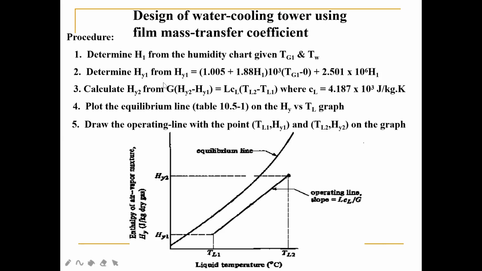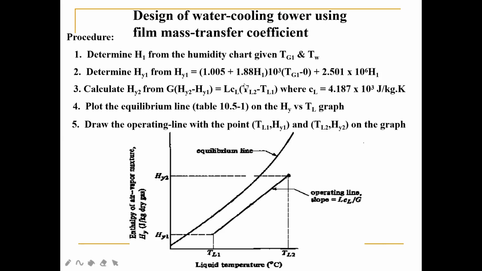Okay, with a known value of G, known value HY1 from step 2, known value of L, CL, TL2, and TL1, you will be able to calculate your HY2. Actually, TL2, if you refer to the diagram from the previous slide, you will notice that TL2 is the temperature of the water flow that comes in at the top of the tower.